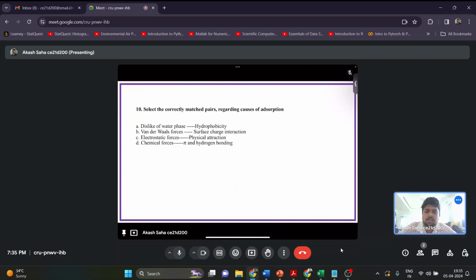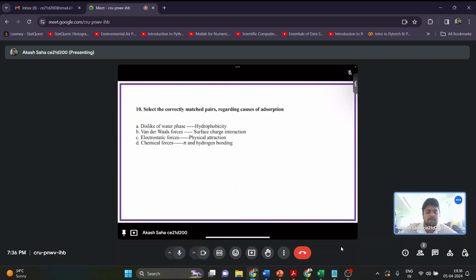So if you see here, dislike of water phase, that is actually called hydrophobicity, hydrophobia rather, whereas hydrophilic compounds are having a liking of water. And so option A is correctly matched, whereas option B says van der Waals forces, surface charge interaction, whereas van der Waals forces are some physical attraction. It's not a surface charge interaction, it's a physical attraction, whereas the electrostatic forces are some surface charge interaction. Okay, so option B and C are mismatched with each other, so both are incorrect.